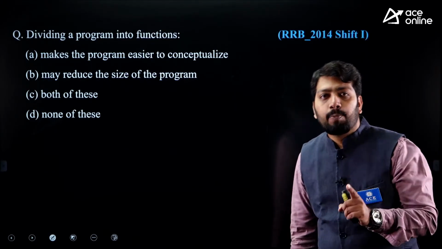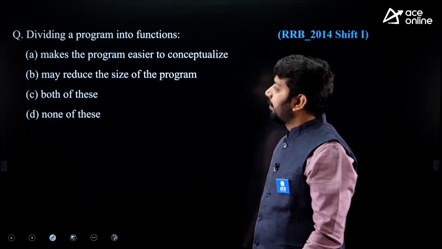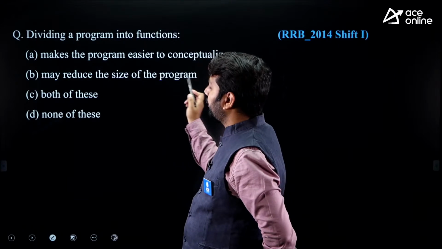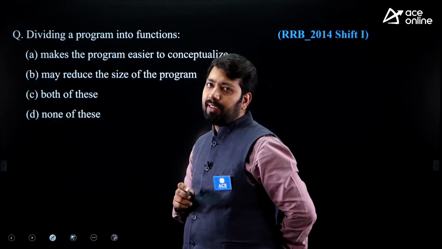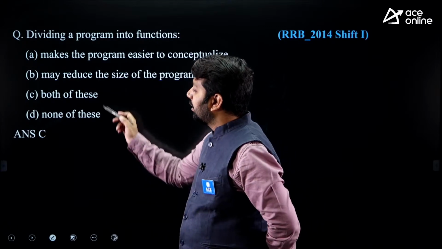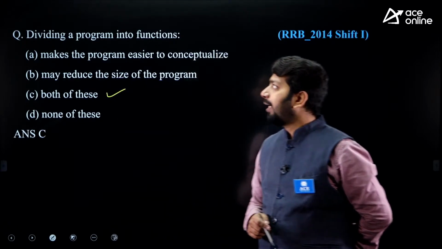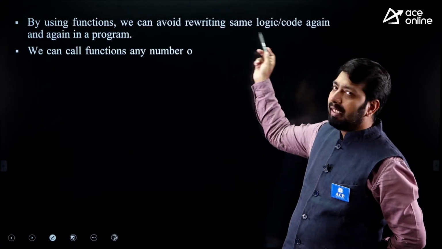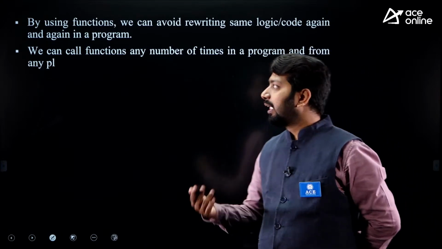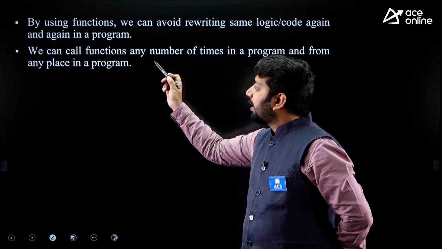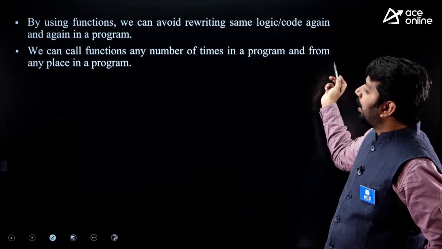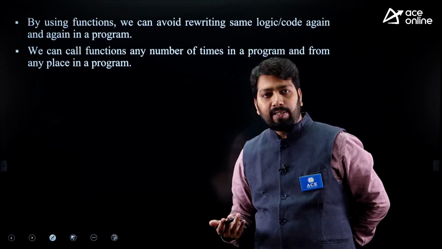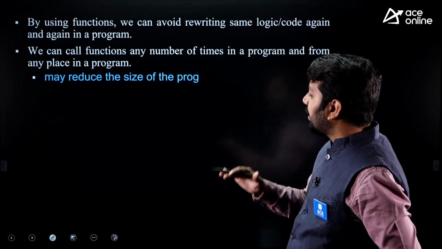Dividing a program into functions makes the program easier to conceptualize, and may reduce the size of the program. Both of these, or none of these? What should be the answer? The answer is both of these. Why? Let's see the function property. By using a function, we can avoid rewriting the same code or same logic again and again. We can call a function any number of times in a program and from any place in the program. Next, it may reduce the size of the program.